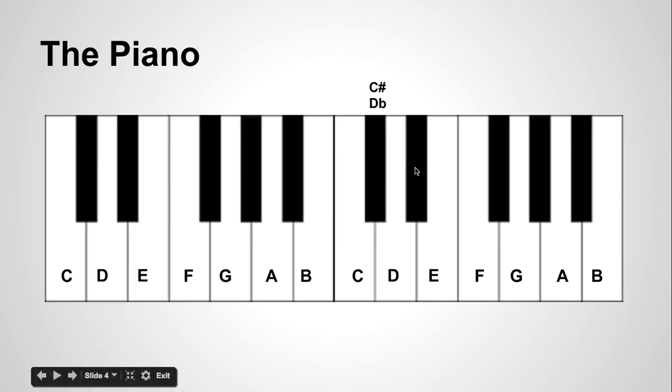So this black key, let's try it here. What's its higher name? Higher than this white key, which is D, so it's D sharp. But it's also lower than this white key, which is E, so it's E flat. And that's its 2 names.